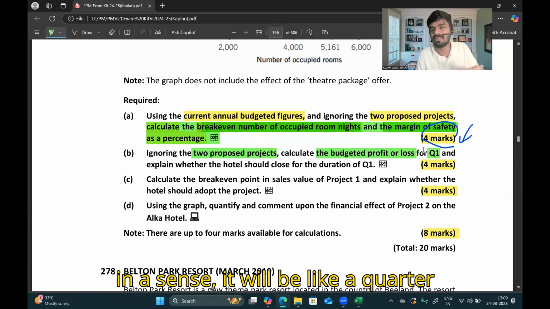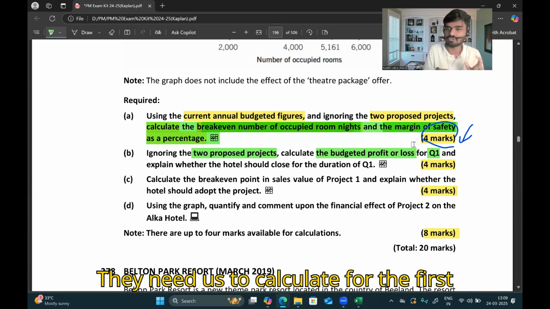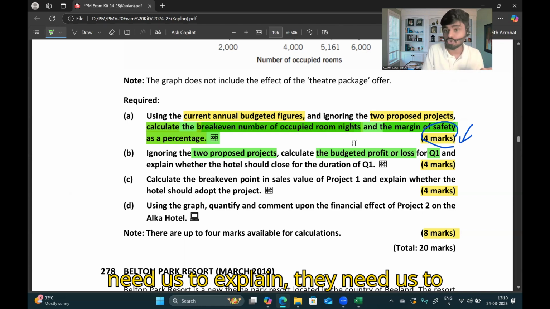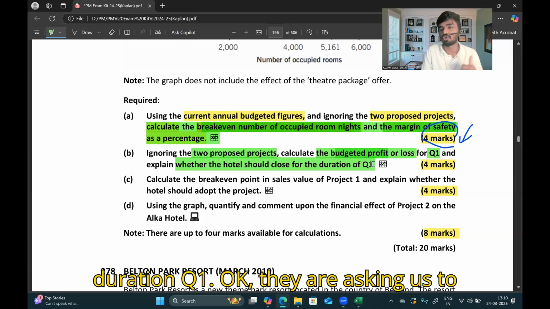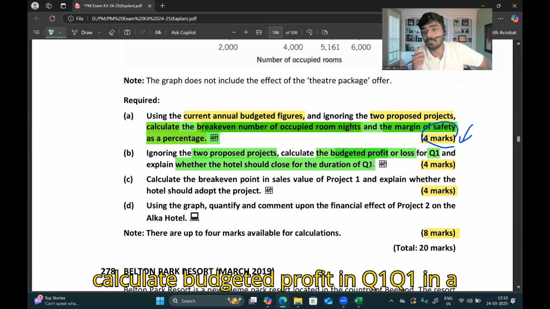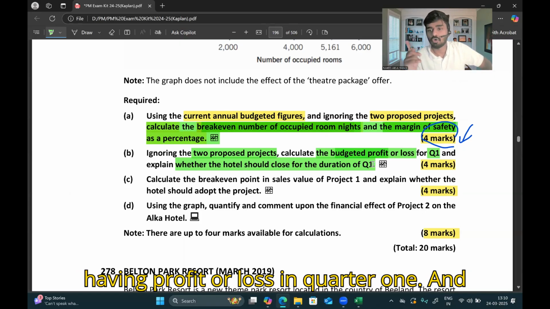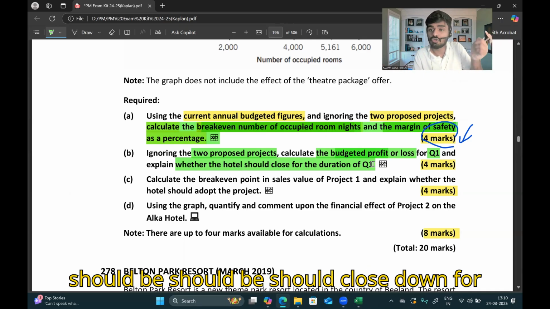Q1 means quarter one, the first quarter. There are 365 days, out of which there will be 12 months. They need us to calculate for the first quarter only. For the first quarter, they need us to calculate the budgeted profit and explain whether the Alka hotel should close for the duration of Q1. They need us to calculate whether we are having profit or loss in quarter one, and also explain whether Alka hotel should close down for the duration of Q1.